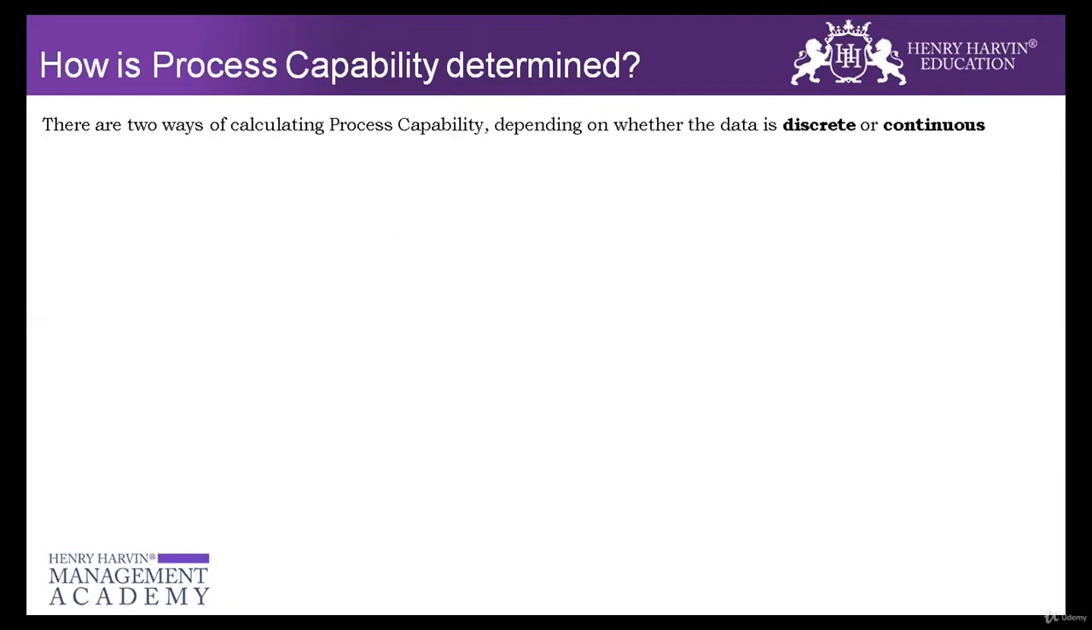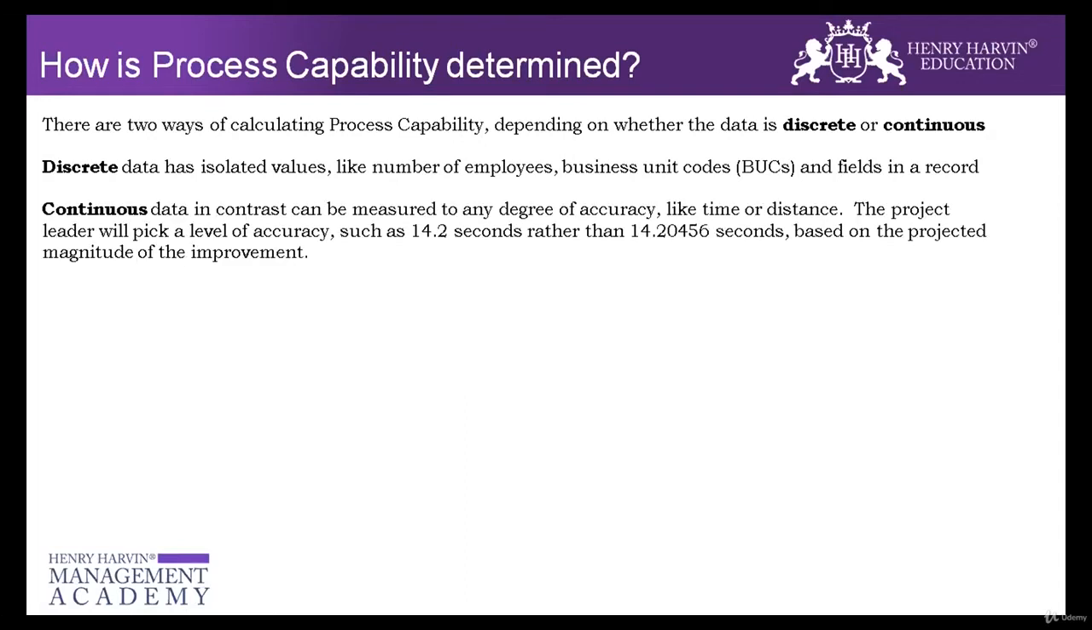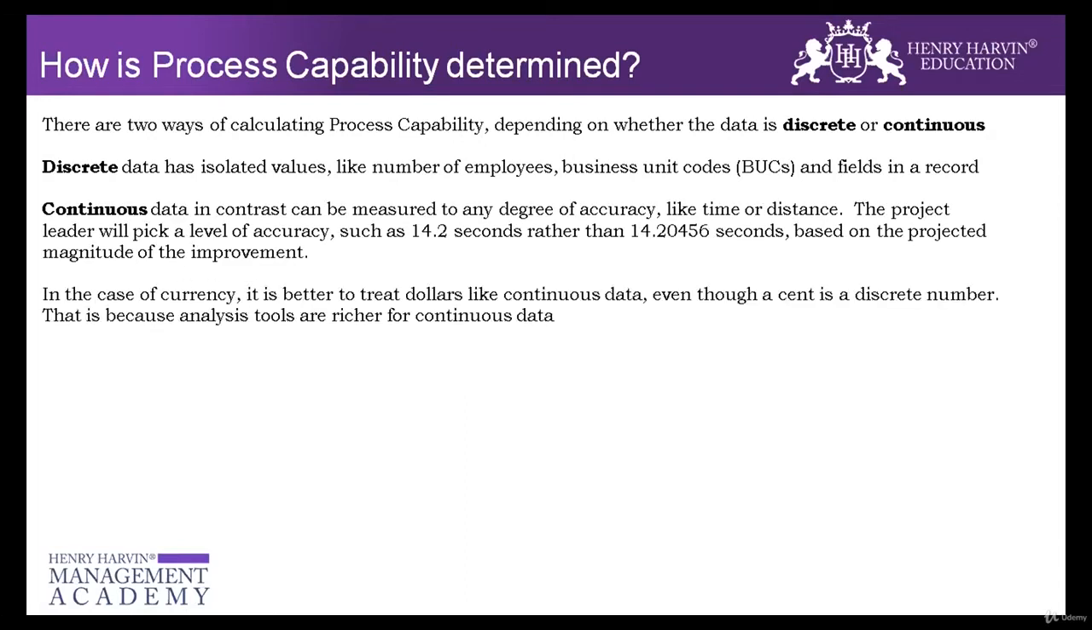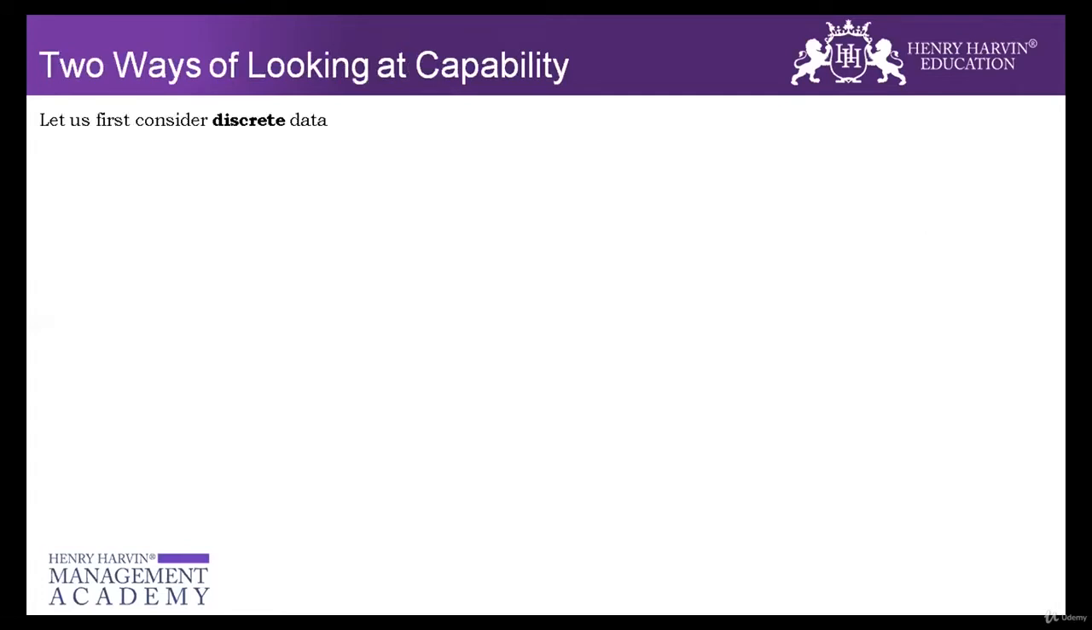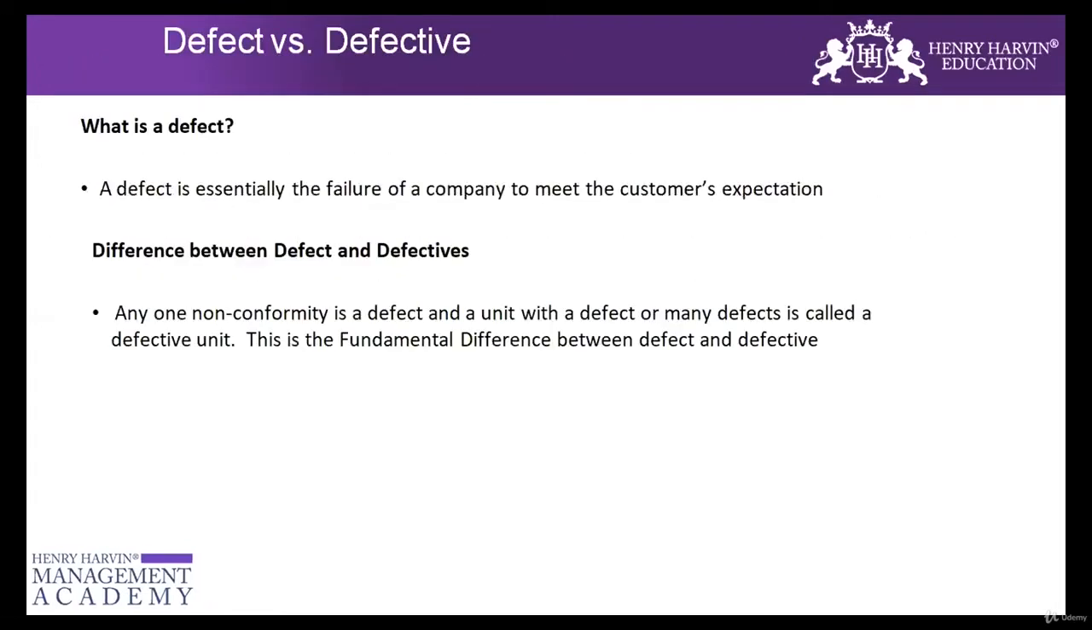We'll try to complete the discrete today and then we will resume with continuous tomorrow. As you all know, discrete data is one which has number of employees, different business units, count, pass, fail, nominal, ordinal, and continuous. You all already know that, which can be infinitely looked at. So let's look at discrete data, the process capability.